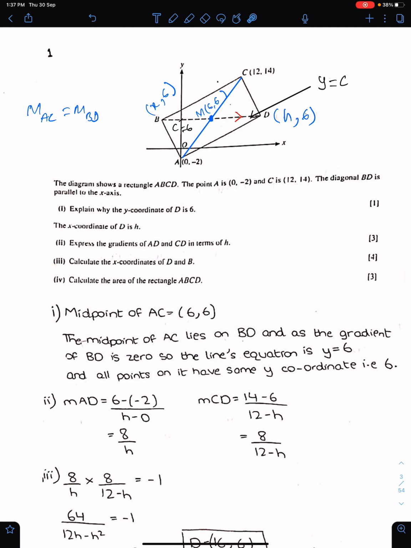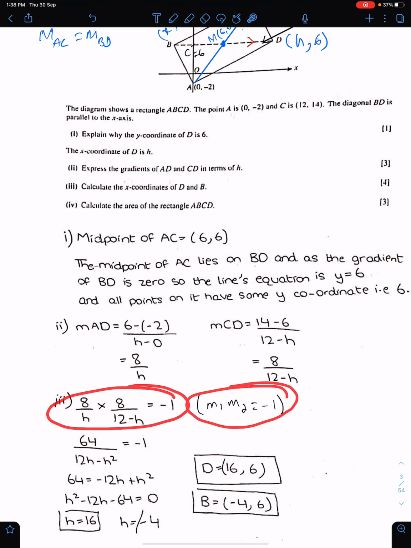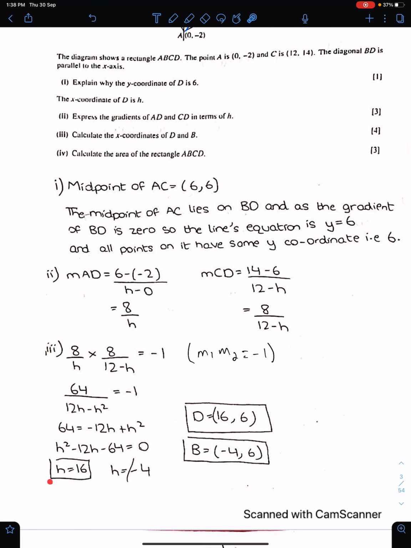Part 3. Calculate the x-coordinates of D and B. The x-coordinate of D is h and the x-coordinate of B is the other value. For the x-coordinates of D and B, we need to use the gradients of these two lines. This is a rectangle, so this angle is 90 degrees, therefore these two lines are perpendicular, and hence the product of their gradients must be -1. This is the formula for the gradients of perpendicular lines: m1 times m2 is -1. With the help of this formula, we can get the value of h, which is 16.